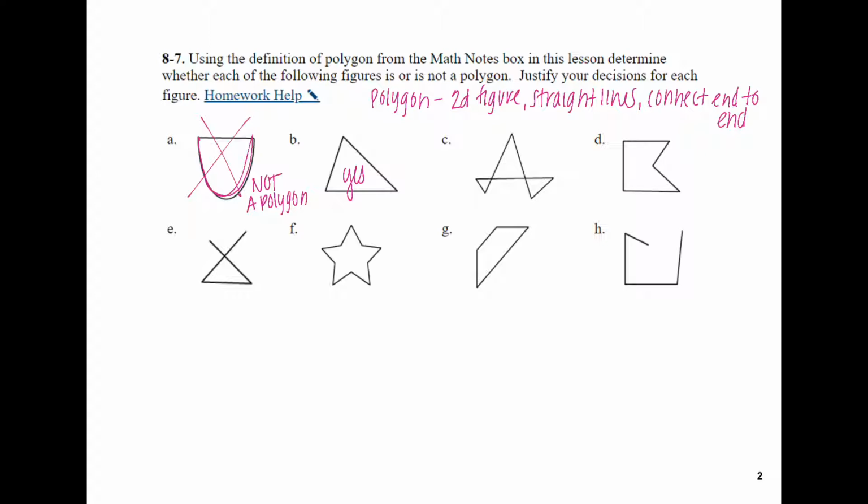When I look at C, these shapes connect, but it's not one connected shape. So this is not a polygon. D consists of straight lines connecting end to end. So this is a polygon. E would be a no, not a polygon. F, straight lines connect end to end, so it is a polygon. G, straight lines connect end to end, so it is a polygon. H, we're missing this piece right here, so it is not a polygon.